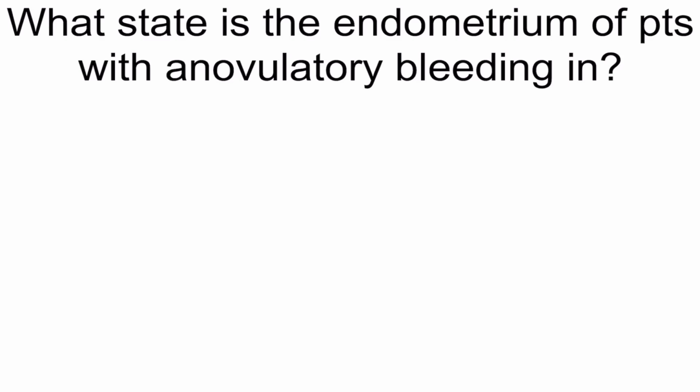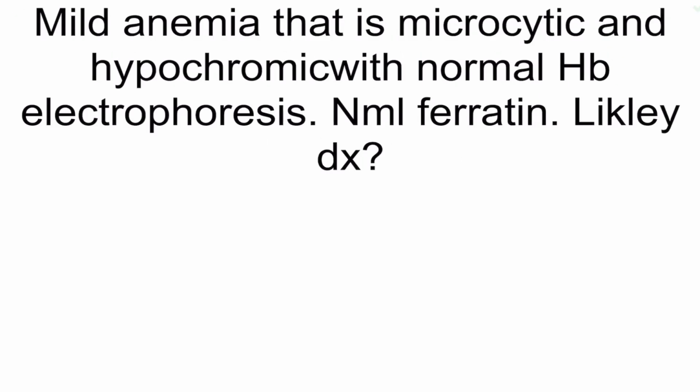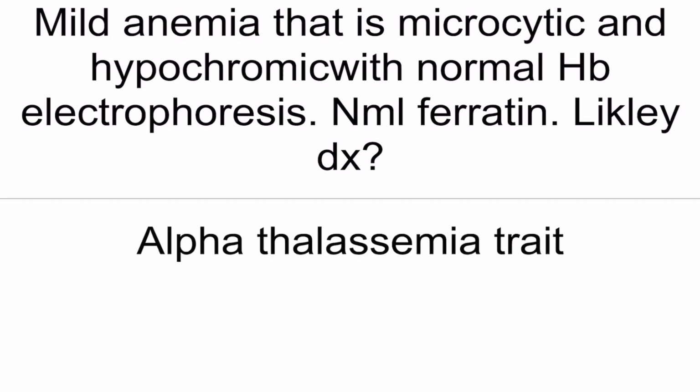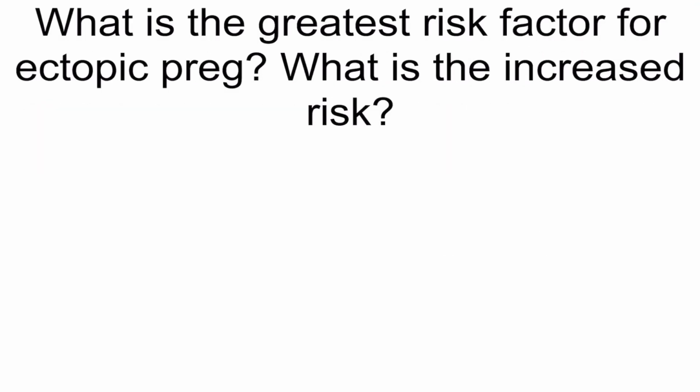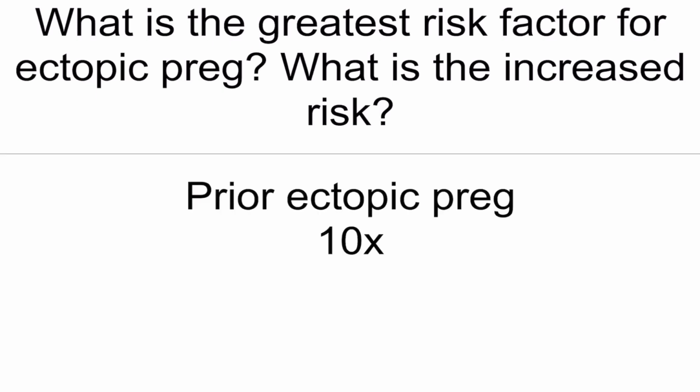What state is the endometrium of patients with anovulatory bleeding in? Proliferative. Mild anemia that is microcytic and hypochromic with normal hemoglobin electrophoresis, normal ferritin. What's the most likely diagnosis? Alpha thalassemia trait. What is the greatest risk factor for ectopic pregnancy and what is the increased risk? Prior ectopic pregnancy and the increased risk is about tenfold.